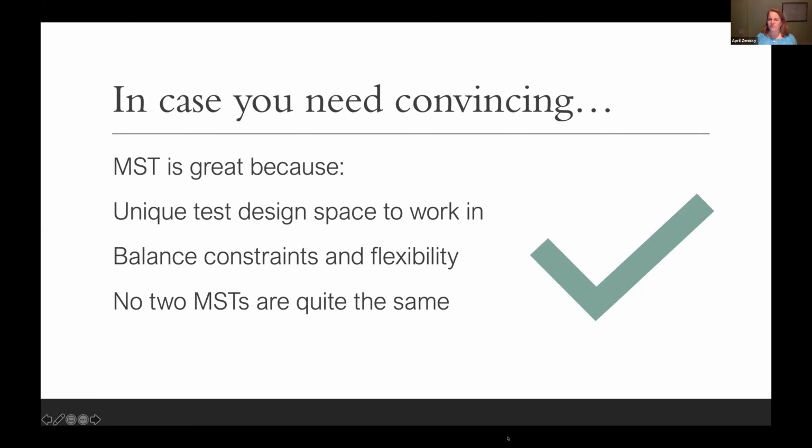you get to make all these different choices, and you never come out with quite the same test, and you're balancing your practical constraints and your psychometric constraints, and you have all this flexibility. It's a really interesting design to be working in, and that's where I keep thinking there's this interest and enthusiasm. I'm preaching to the choir maybe here, but MST is a pretty cool test design to work with.